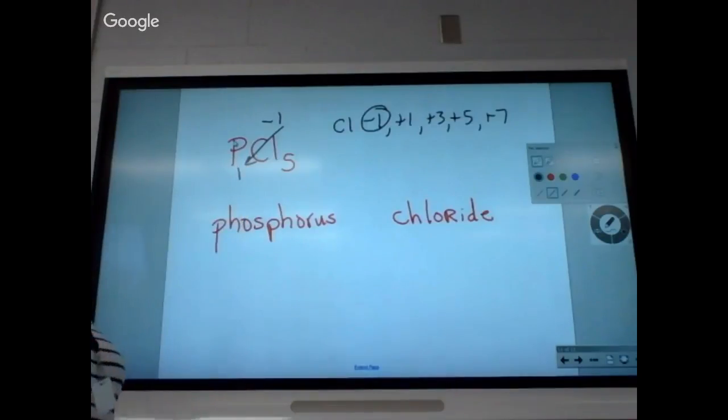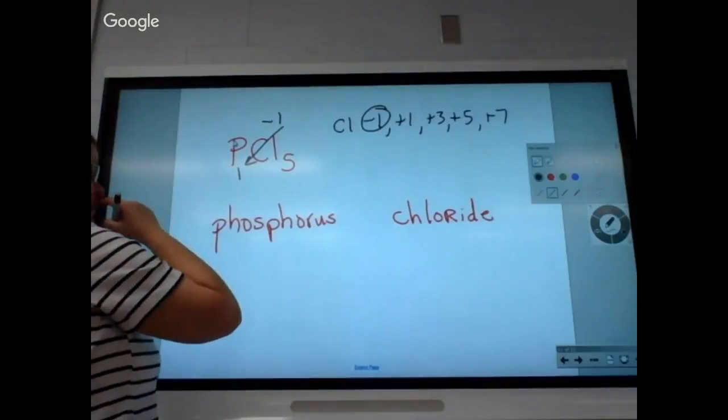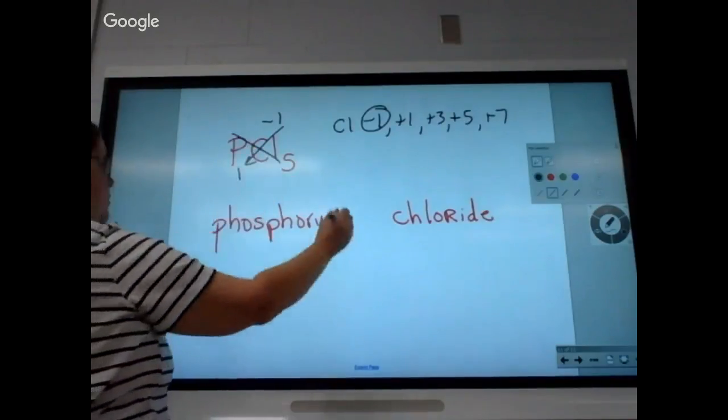So was this one reduced? No. So what number came from phosphorus in this formula? So we're going to put a 5 here.